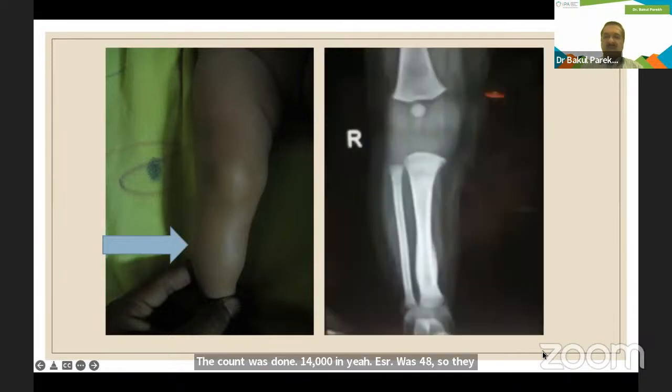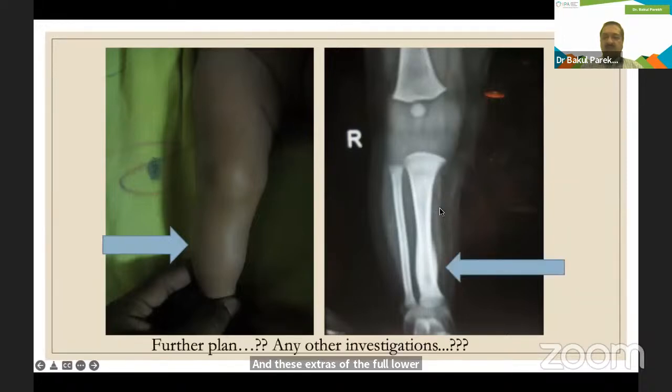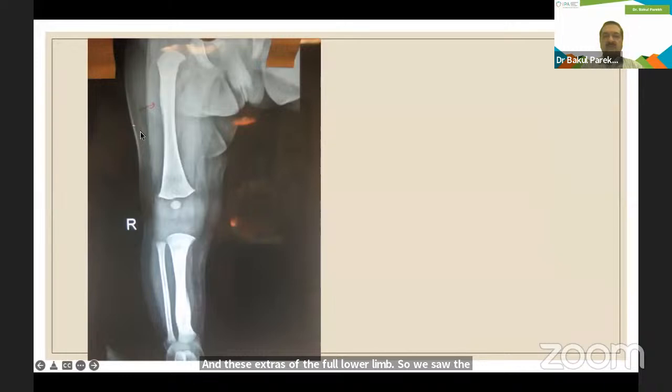So we took an X-ray to see. There was a periosteal reaction, if you can see here. And this X-ray was of the full lower limb. So we saw the other part also, the upper part, and that also showed some periosteal swelling.